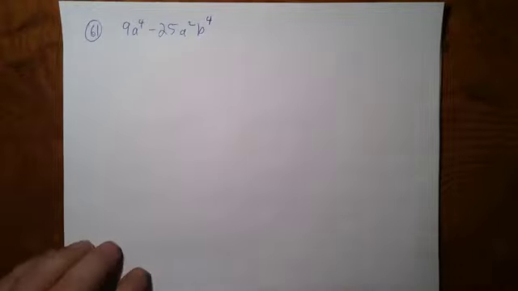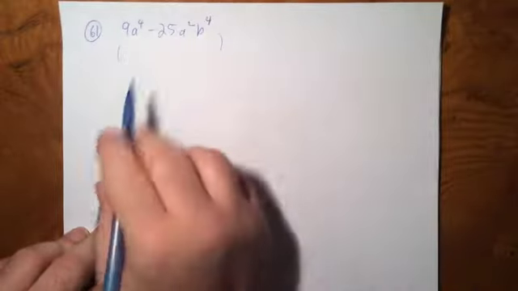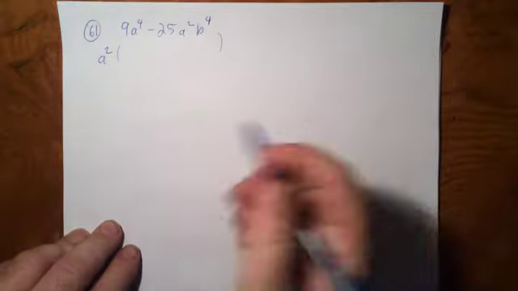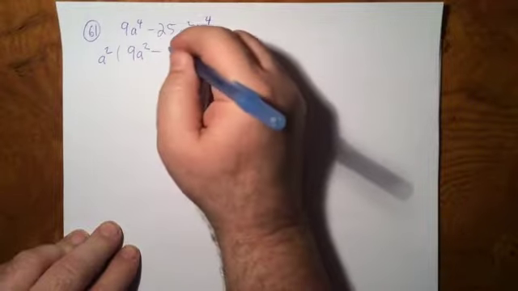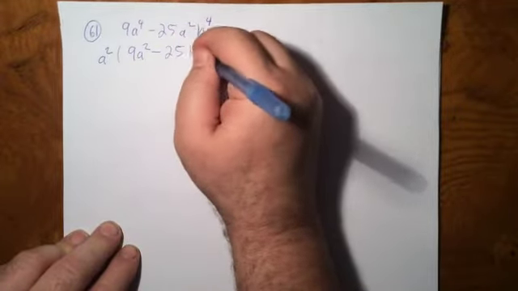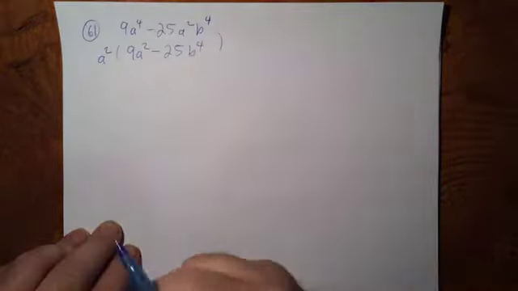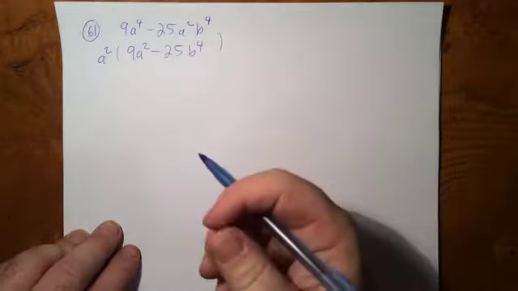So when we look at this question, first thing we want to see is if there are any common greatest common factors. And indeed we have it in the form of a to the second. When we factor out the greatest common factor, that's going to give us 9a squared minus 25b to the fourth. So this is really similar to the last question we just did in 58.